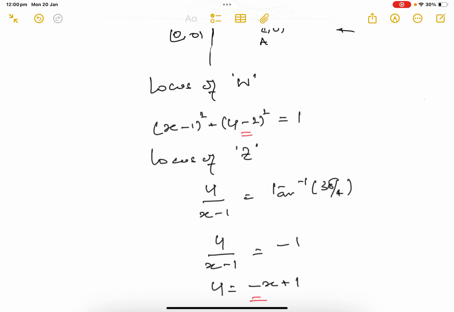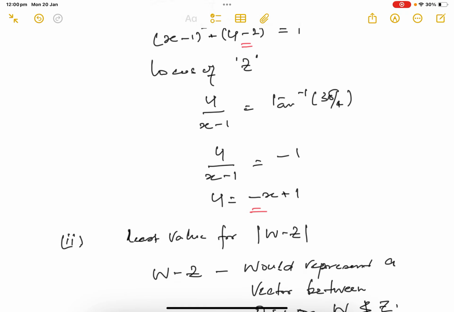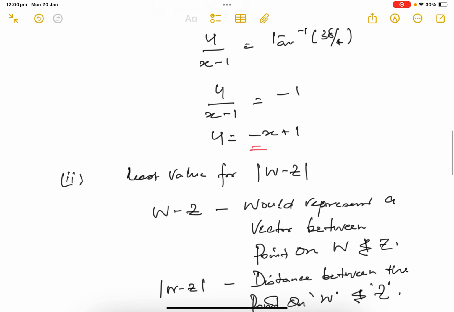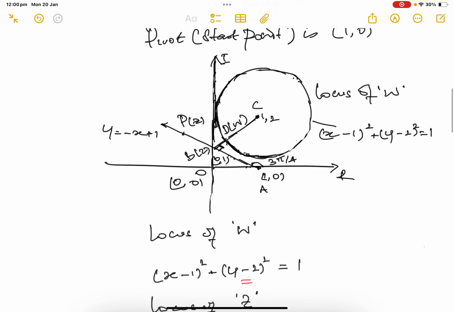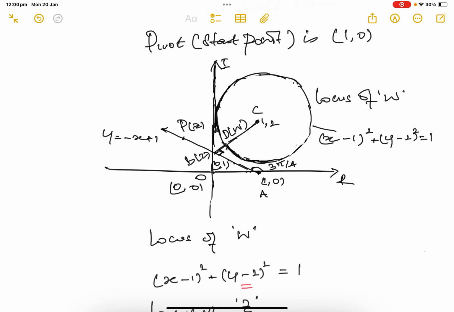Because the coordinates of A are (1, 0), y minus 0 over x minus 1 equals tan of 3/4 pi. So y over x minus 1, and tan 3/4 pi is minus 1. And the equation for that straight line, the locus of z, is y equals minus x plus 1. So that's a sketch for the part 1 answer.